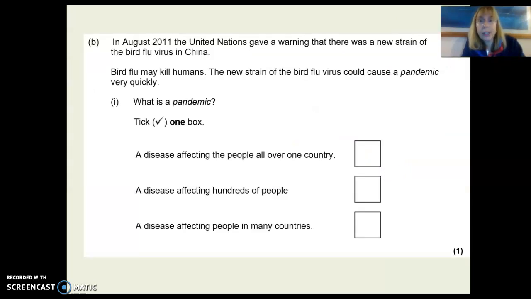Let's see how you do in this question. In August 2011, the United Nations gave a warning that there was a new strain of the bird flu virus in China. Bird flu may kill humans. The new strain of the bird flu virus could cause a pandemic very quickly. And in fact, bird flu was a type of coronavirus. Here's the question. What is a pandemic? Is it a disease affecting the people all over one country, a disease affecting hundreds of people, or a disease affecting people in many countries?